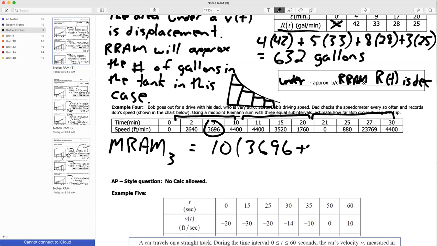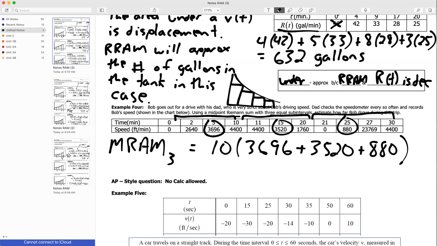And then my second rectangle also has a width of 10. And the height is going to be the midpoint of 10 and 20, which is 15. So it will be this value right here, 3520. And my last one here, I'm going from 20 to 30. And so my midpoint is going to be at 25. So the height of my last rectangle would be 880.